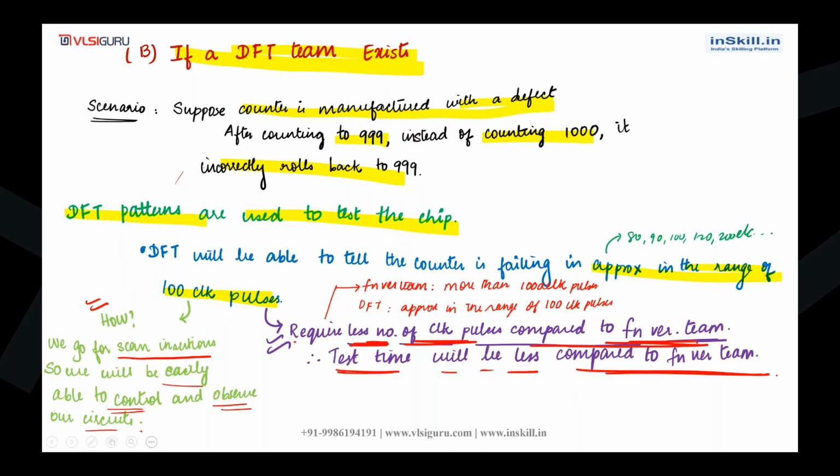So how is the DFT team able to tell that the counter is failing in approximately 100 clock pulses? It is because we go for a technique called scan insertion, so we are easily able to control and observe our circuit. DFT team requires significantly less number of clock pulses compared to the functional verification team, so that is why test time will be less.